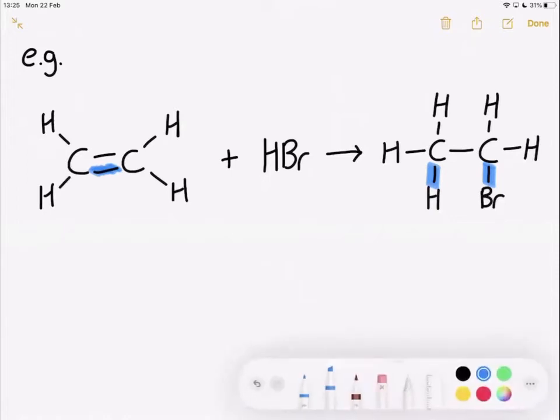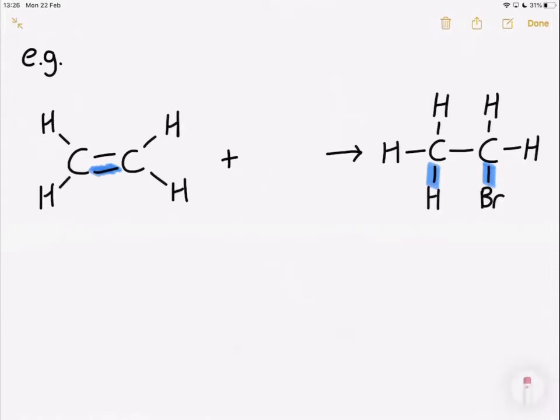It's also probably worth pointing out, to be fair, that in hydrogen bromide originally, there was a bond between the hydrogen atom and the bromine, which is no longer present. The hydrogen and the bromine are no longer attached to each other. They are now attached both to separate carbon atoms in the organic product.